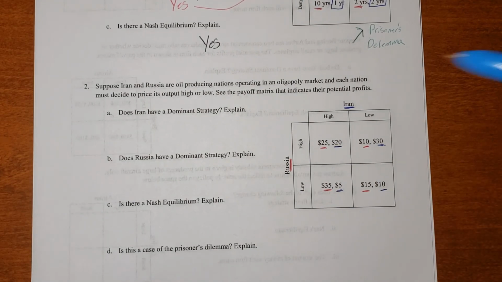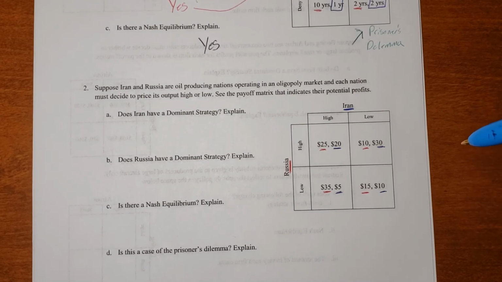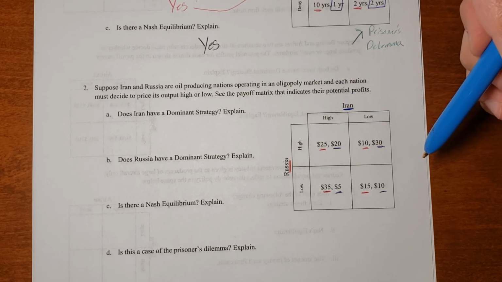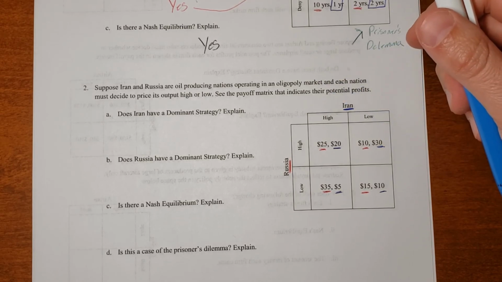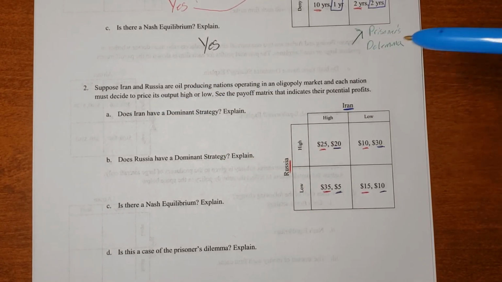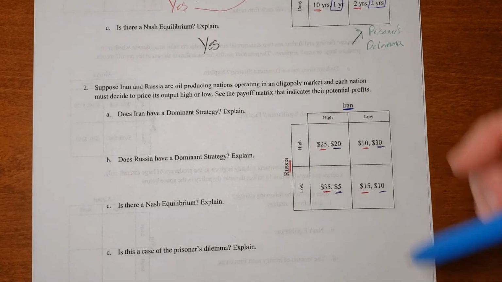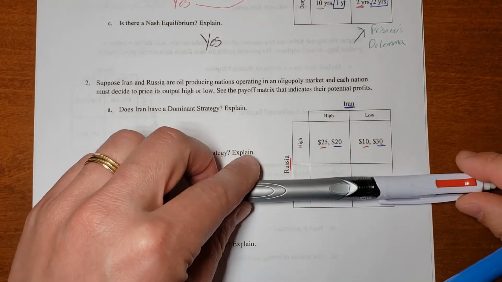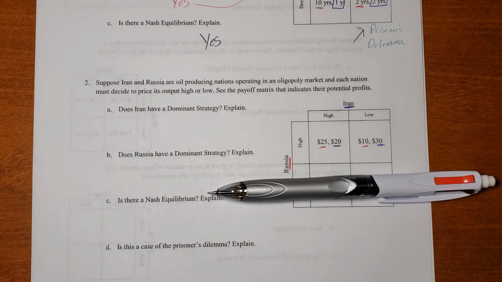All right, very similar. This time it says, suppose Iran and Russia are oil-producing nations operating in an oligopoly market, and each nation must decide to price its output high or low. See the payoff matrix that indicates their profits. Maybe the easiest thing to do is to solve for Iran first, because it's asking about Iran first. You could do it in either order, but I'll do one at a time. Let's suppose that Iran believes that Russia is going to go high.